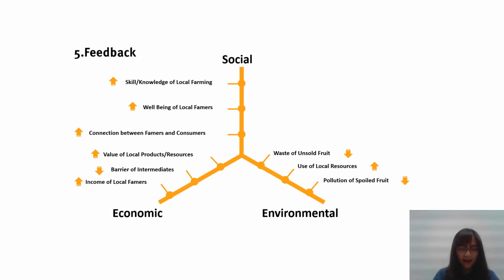Part 5. Feedback. The article evaluates three dimensions of society, economy, and environment in the new system. In the social dimension, the new system brings advanced technology and equipment for local agriculture. The living standards can be improved. Meanwhile, the new system has strengthened the link between orange farmers and consumers.